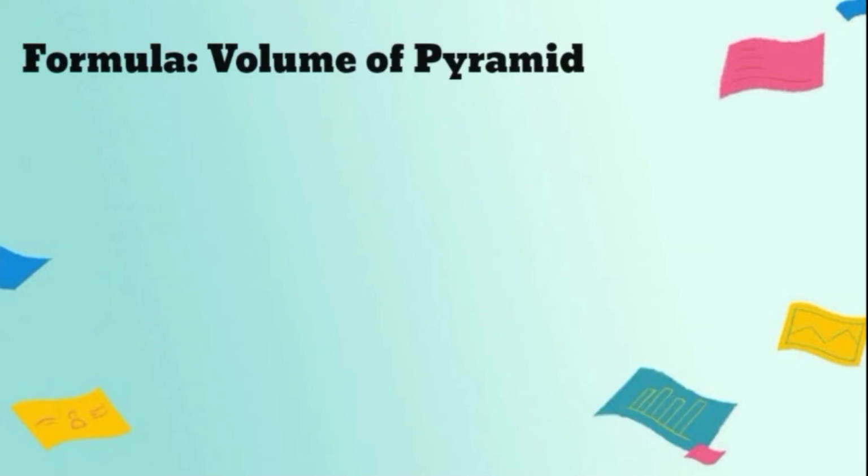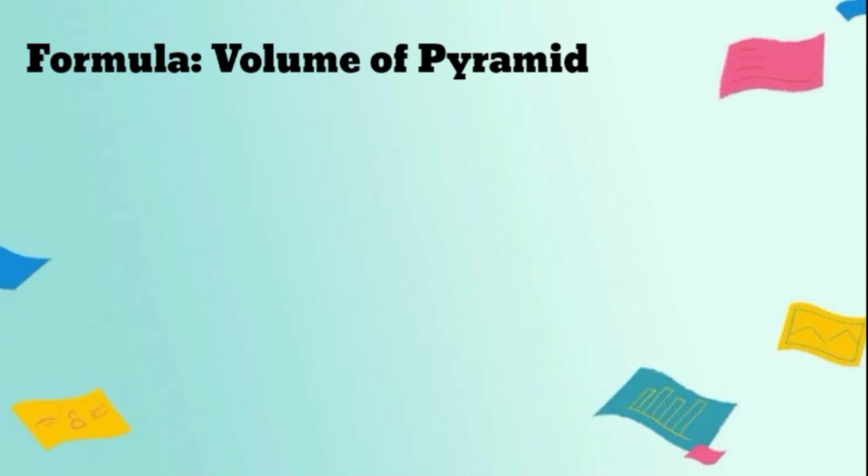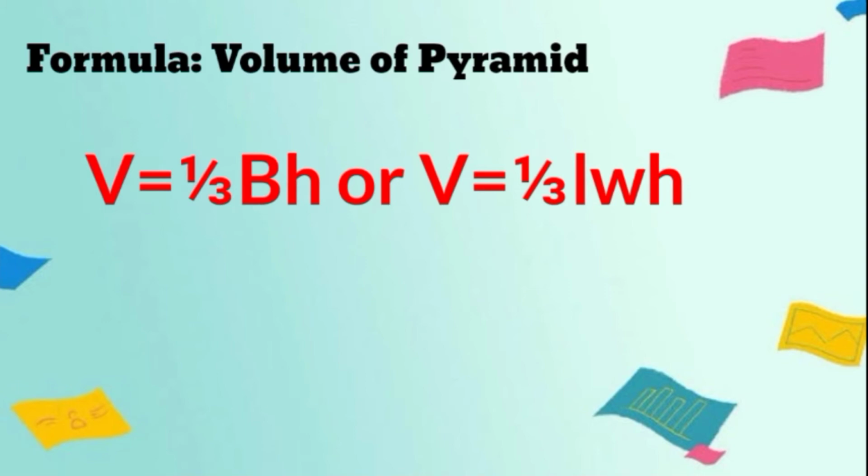Now, in finding the volume of a pyramid, we are going to use the formula V = 1/3 × B × H, or V = 1/3 × L × W × H.